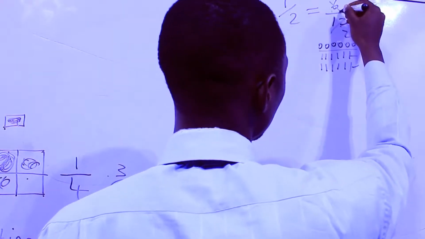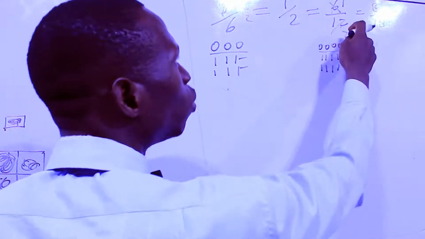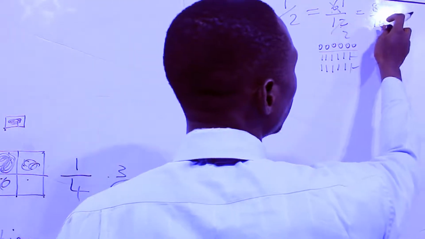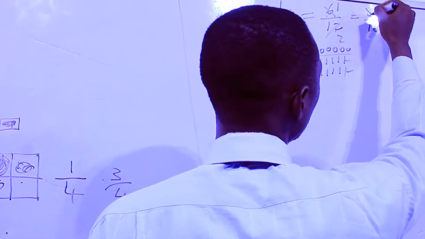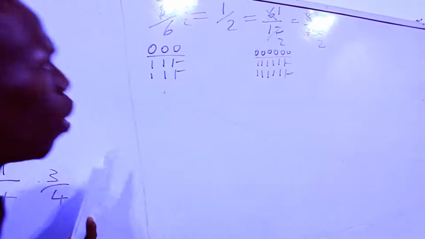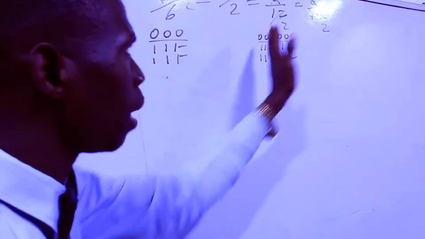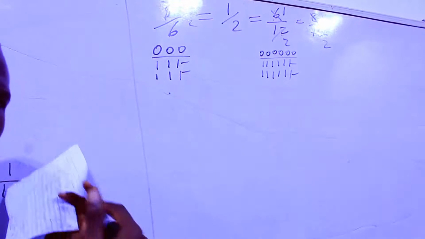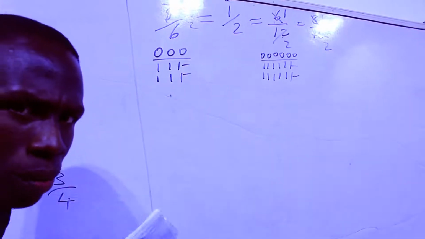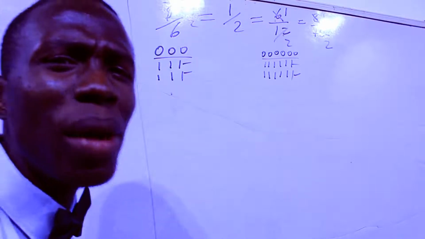And 6 divided by 6 is 1. What do we have here? 1 over 2. 8 divided by this, 8 shared into this, will still give me back 1 over 2. That means they are alike. They are the same thing, but have different denominators and numerators. But when you break them down, you will get the same thing. That is what is called equivalent.